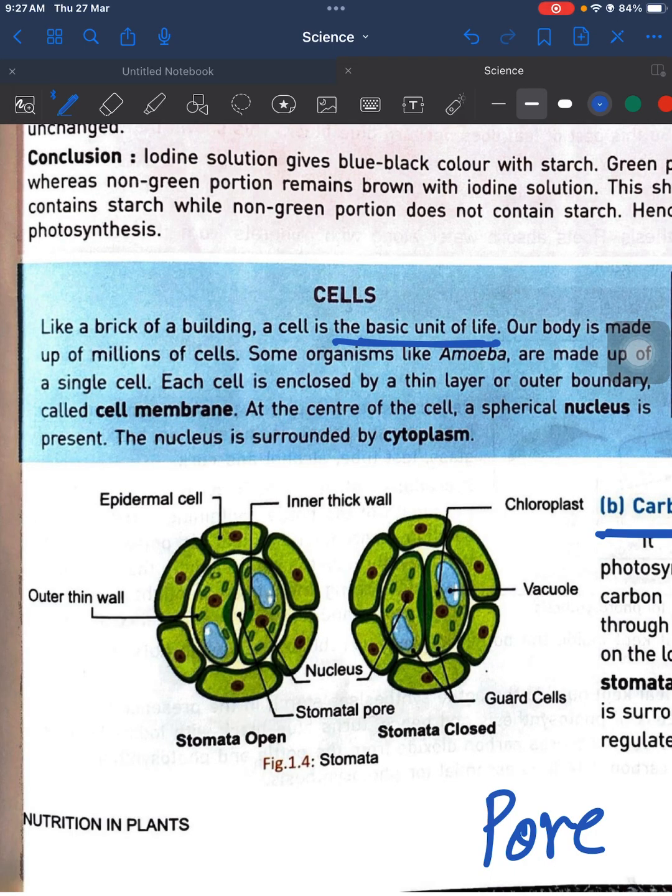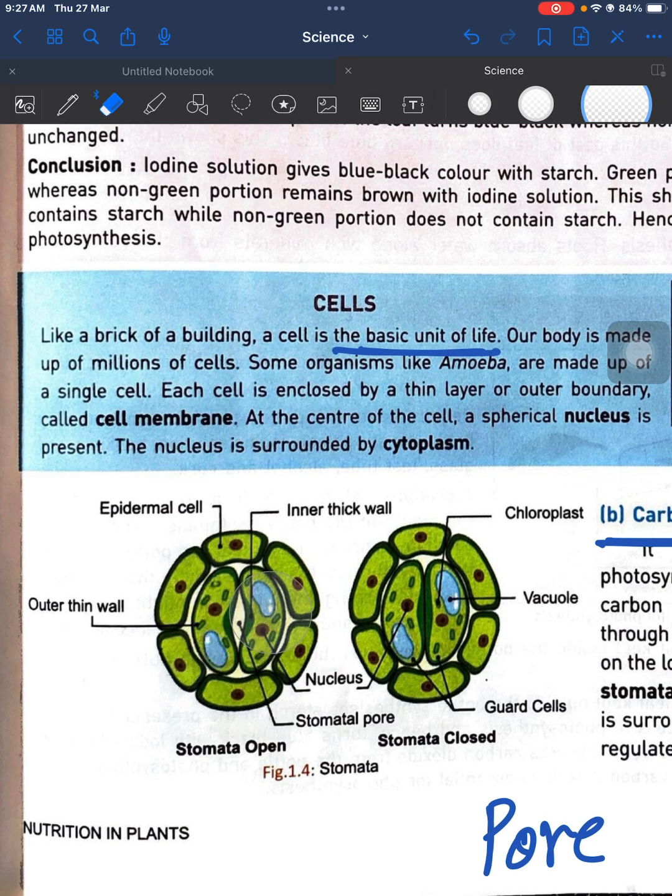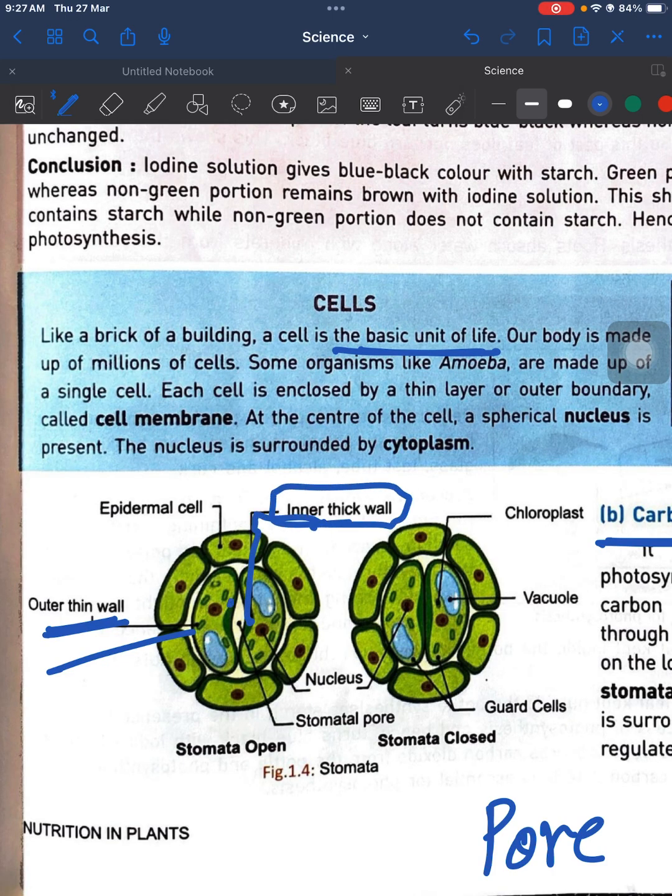Stomata consist of two guard cells. So these two are the guard cells. This is the outer thin wall of the guard cell, and the inner side of the guard cell is a thick wall. So the inner side is thick and the outer is thin.